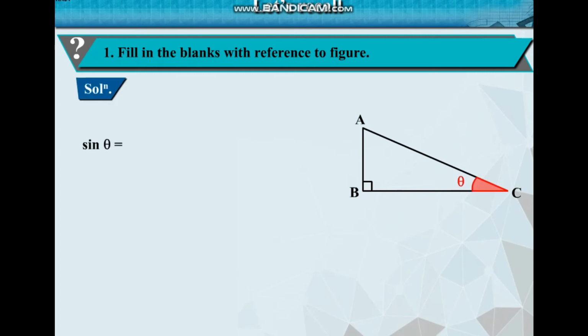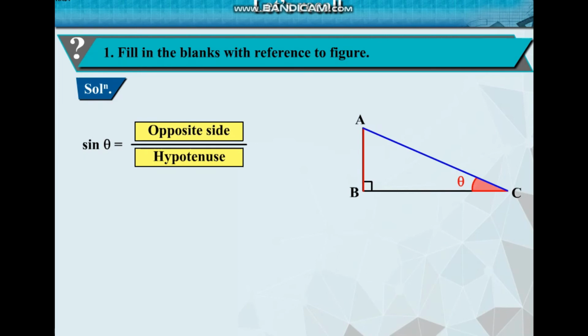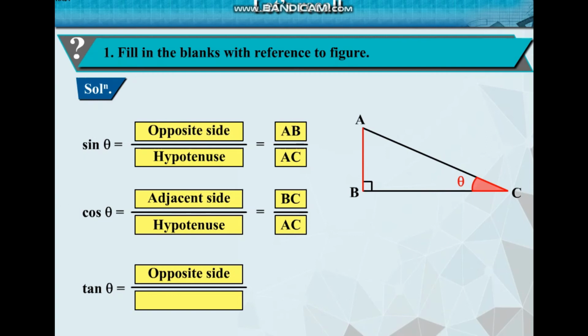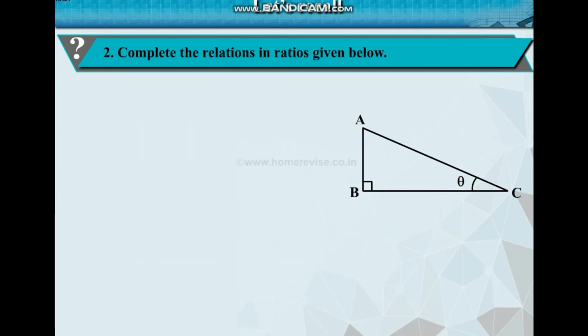Solution. Sin theta is equal to opposite side upon hypotenuse, which is equal to AB upon AC. Cos theta is equal to adjacent side upon hypotenuse, which is equal to BC upon AC. Tan theta is equal to opposite side upon adjacent side, which is equal to AB upon BC. 2. Complete the relations in ratios given below.